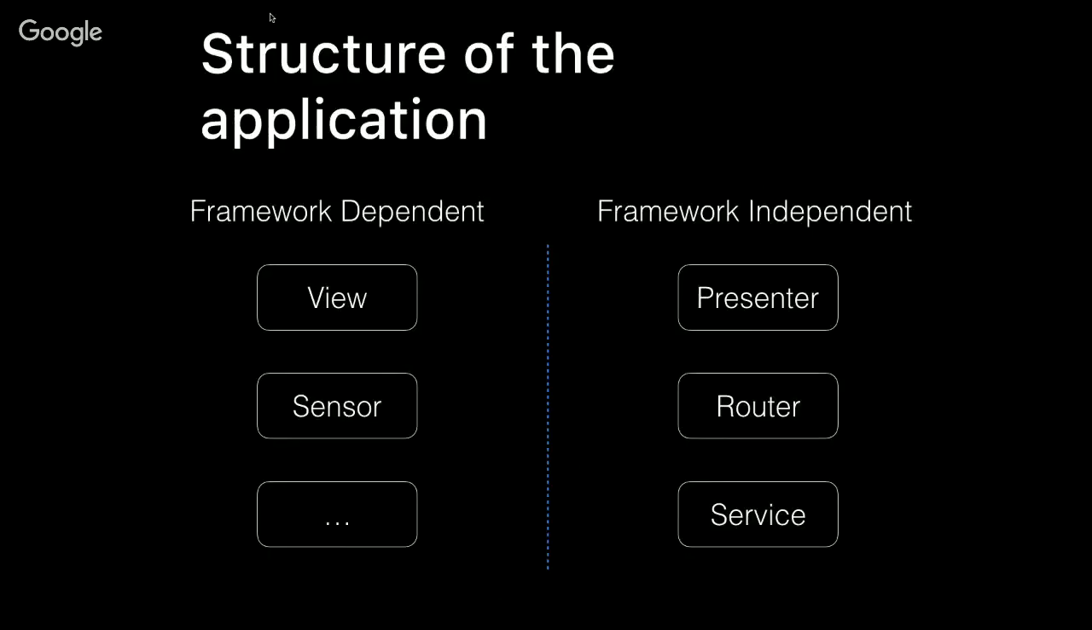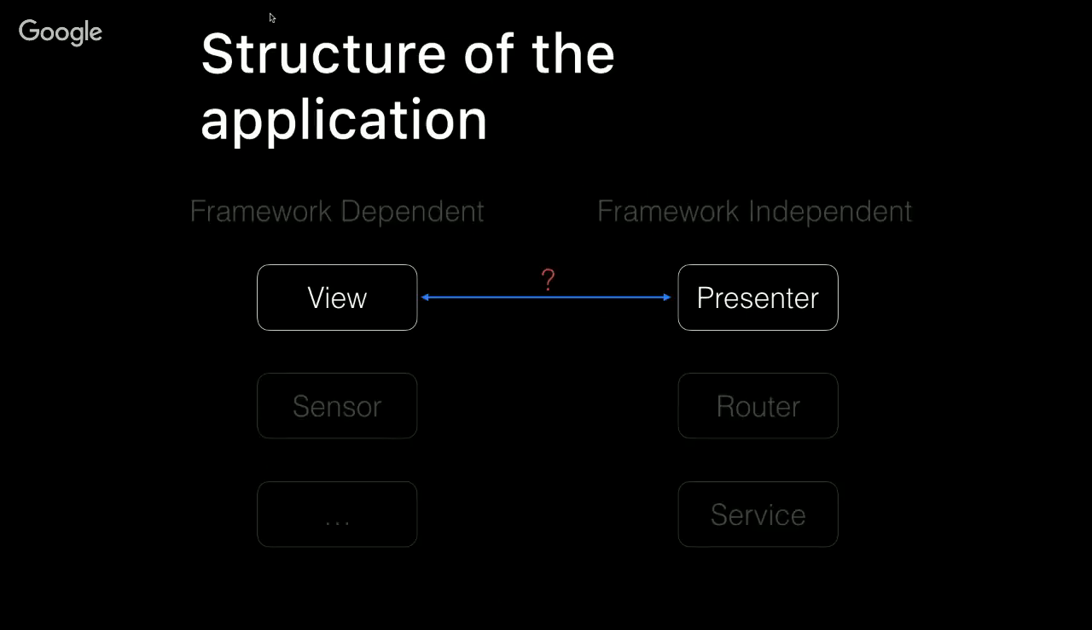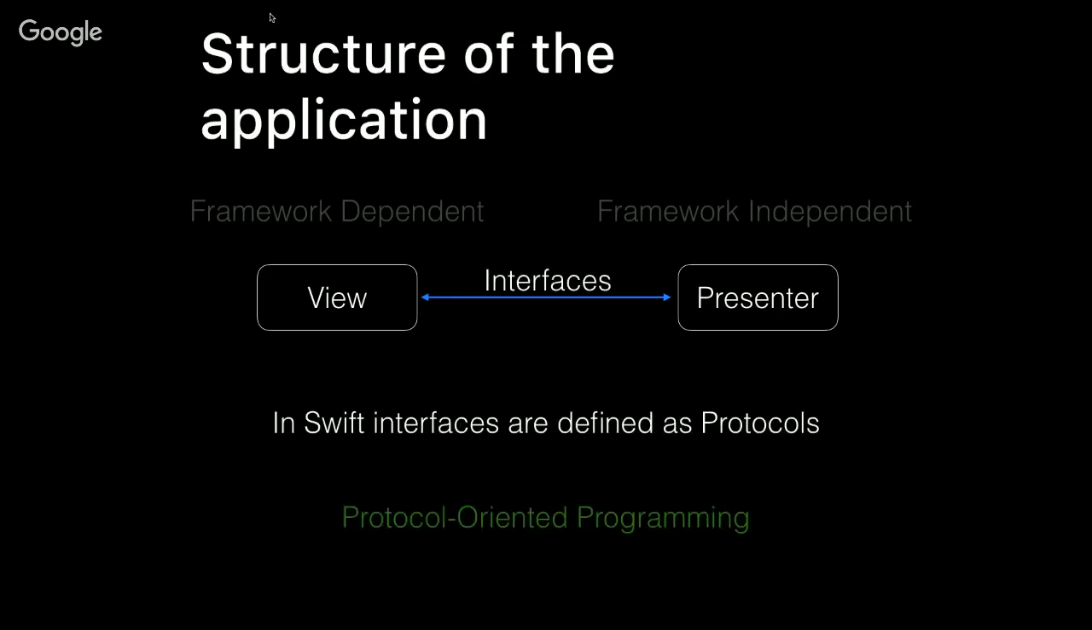So the main idea is very simple. It's a very simple concept. We divide what is dependent on the framework from what is independent of the framework, in such a way that these two communicate by using interfaces. In Swift, interfaces are defined as protocols, and in the Swift community this kind of method is better known as protocol-oriented programming.